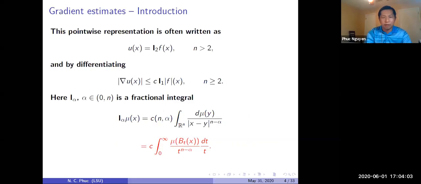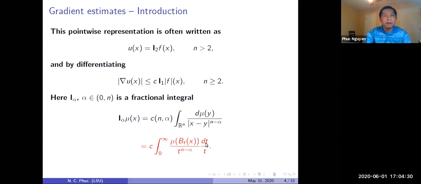minus alpha. And it is useful to write this n-dimensional integral by this one-dimensional integral. This just follows from the 2D theorem. Here you integrate in t from 0 to infinity of mu of the ball B with center at x and radius t, and then you divide by t to the power n minus alpha. This is exactly the same power as this one.